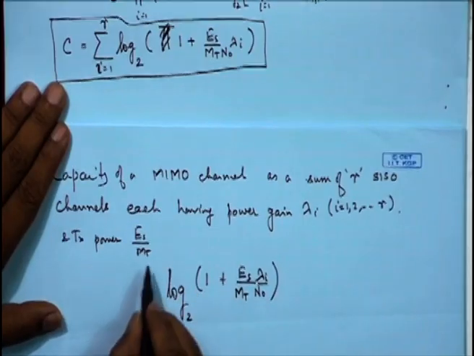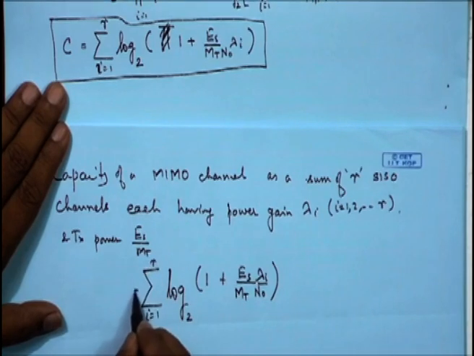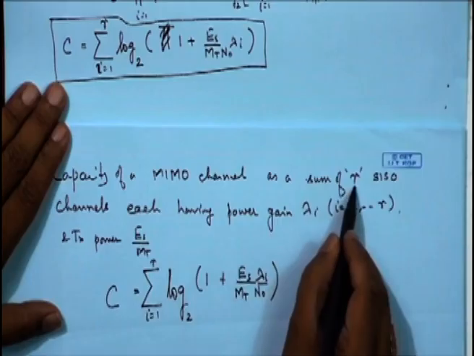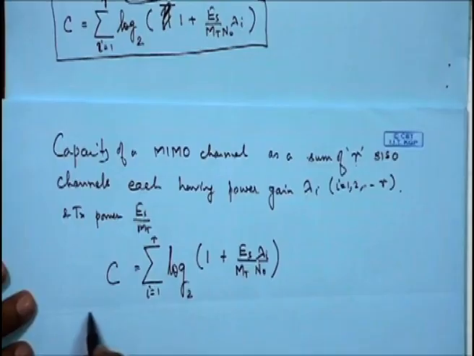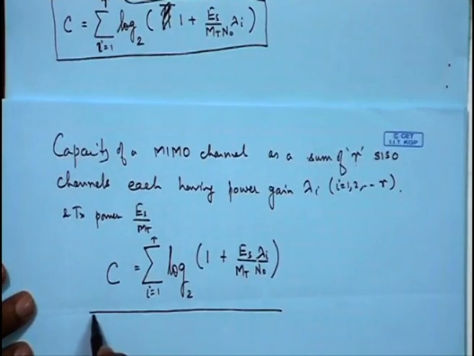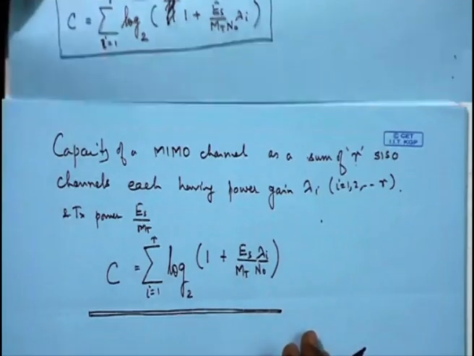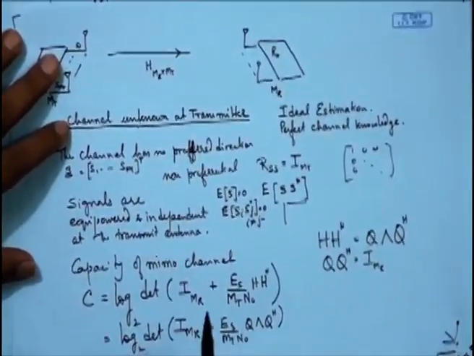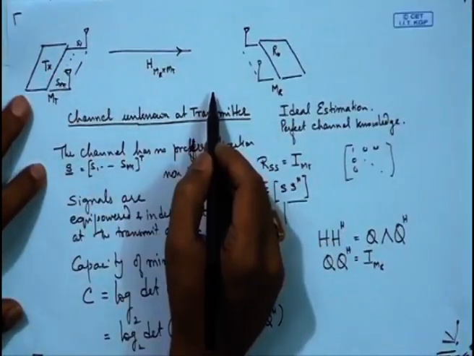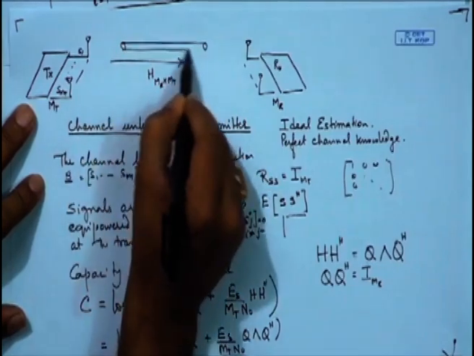However, when we have MIMO links, this becomes a sum of I equals 1 to r. So, that means it is a sum of r SISO channels having a power gain of lambda I. This is very fundamental. So, what basically does MIMO give you? MIMO gives you r parallel SISO links. So, as if between these two antennas, these two systems, there are parallel SISO links.